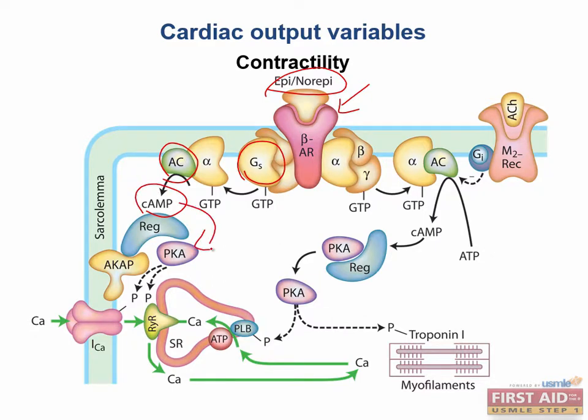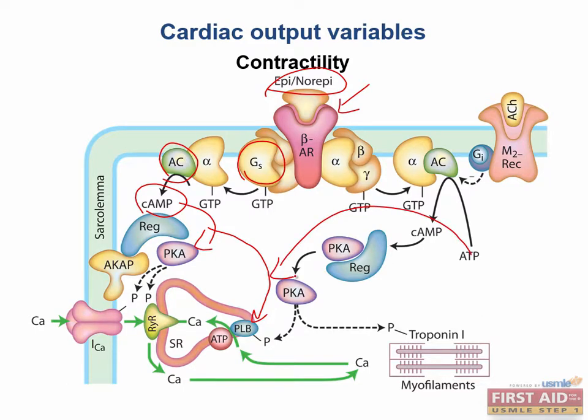More cyclic AMP liberates protein kinase A. It binds the regulatory domain of protein kinase A in order to set it free. Now protein kinase A is free to go and phosphorylate phospholamban. We can see that here. It's also here on this other side of the diagram.